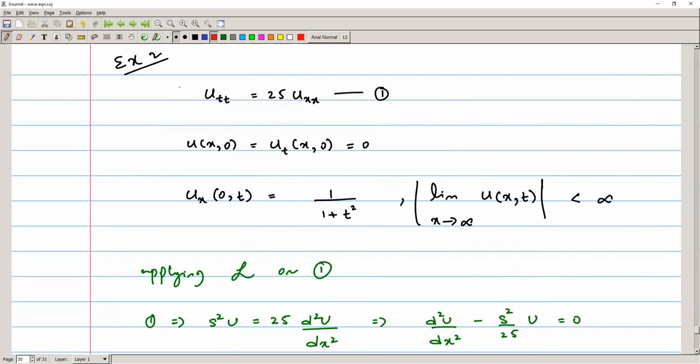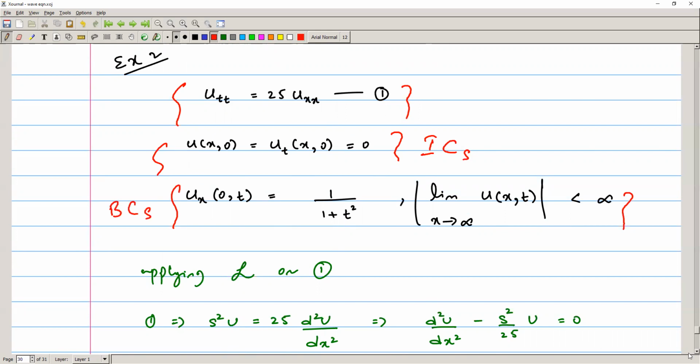Here, the example is the equation u_tt is equal to 25 times u_xx. The boundary conditions are given. Sorry, these are the initial conditions. We should write here ICs, and these are the two boundary conditions, right?